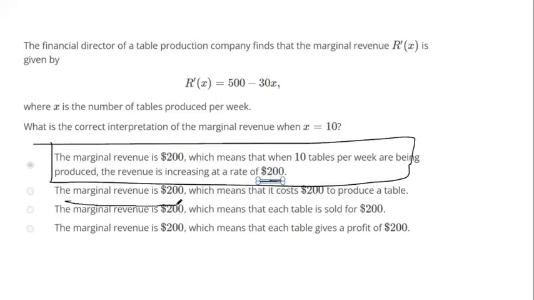This is correct so far, which means that it costs $200. No, this is revenue, right? That's telling you how much money you're bringing into the company, not cost. Marginal revenue is 200, which means that each table is sold for 200. No, they didn't explicitly say that revenue is simply just tables. But what it means is how much revenue do you have overall for your company. The overall company revenue is $200 per time unit. The marginal revenue is 200, so we got that, which means that each table gives a profit of $200. Marginal revenue isn't saying how much profit you have because it's revenue. Revenue is how much money you bring in before you take out expenses. Profit is how much money you have after you take out expenses.